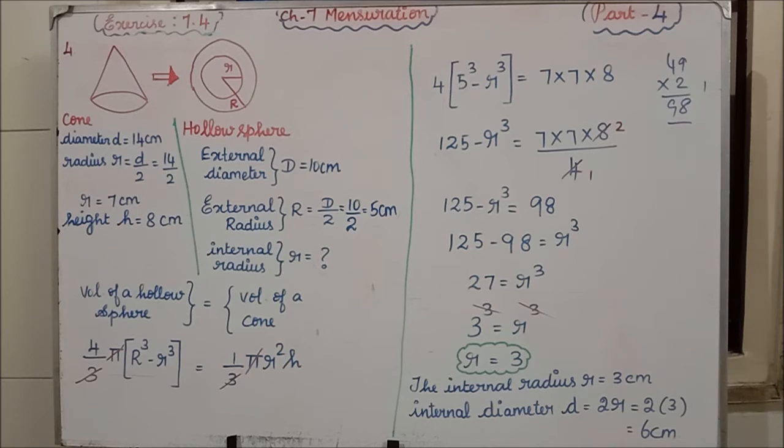Clear, students, all of you? But in the question they are not asking the internal radius. What they were asking? Internal diameter only they were asking. So internal diameter D is equal to twice the radius, isn't it? So 2 into R is 2 into 3. 2 3s are 6. Therefore you write the last line. The internal diameter of the hollow sphere is equal to 6 centimeter. Clear, all of you, the fourth question?